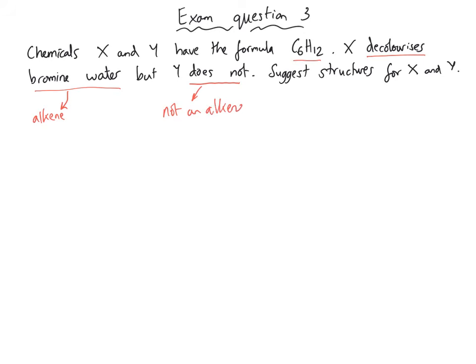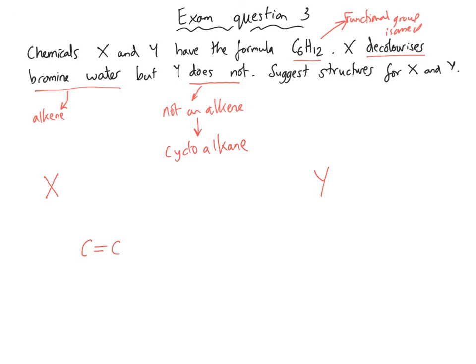And since they've got the same molecular formula, we need to be thinking, well, these are functional group isomers. And so since we know that X is an alkene and Y is not an alkene, but it is a functional group isomer of X, we know that it therefore must be a cycloalkane. And it's for questions like this that your knowledge of functional group isomer pairs needs to be really quite sharp. Now that we know that we've got an alkene for X and we've got a cycloalkane for Y, really anything is suitable.